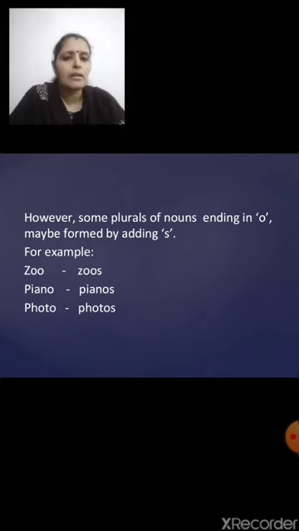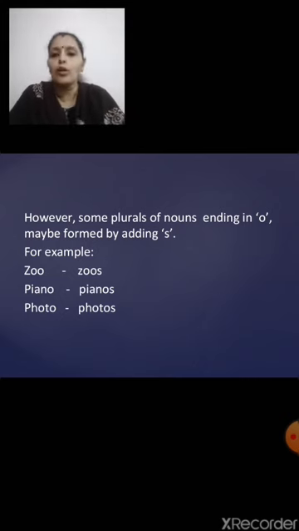Some examples are zoo, zoos, you're just adding S to it. Piano, pianos. Photo, photos. So for these certain nouns, we don't add ES, we are adding only S over here. So you have to remember this. Yes, that not all the nouns ending in O are formed by adding ES.